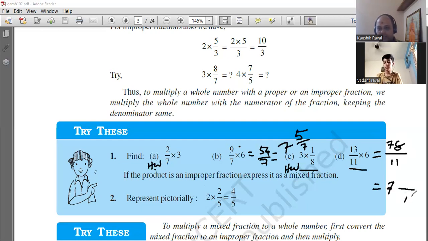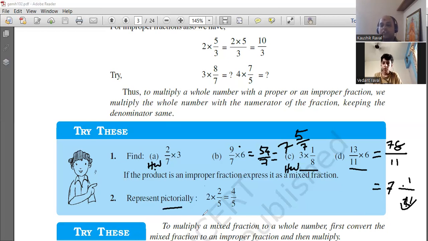So what will be your numerator now? 1. Correct. The denominator will be 11, right? Your denominator will be 11. Your numerator will be only 1. 77 subtracted from 78, you get answer 1. Okay.